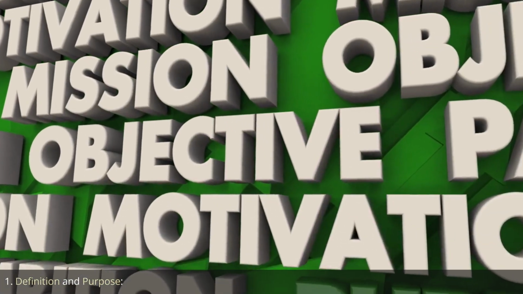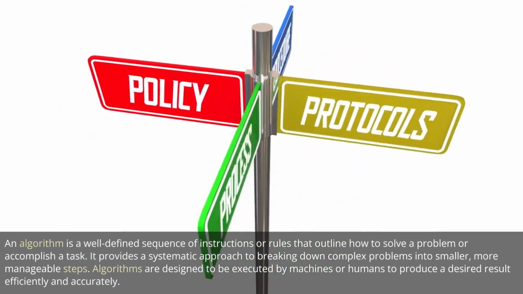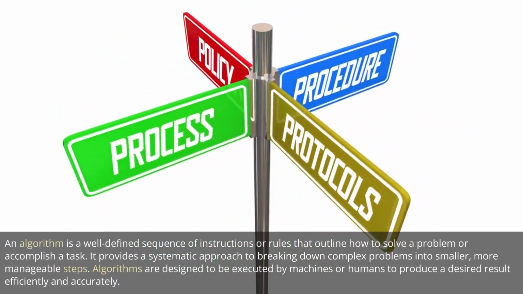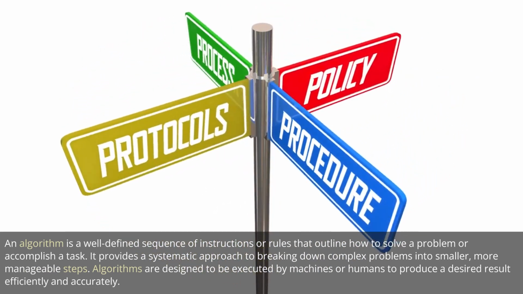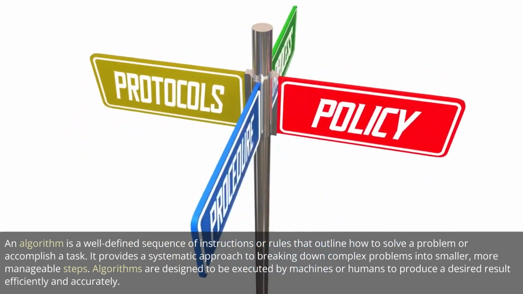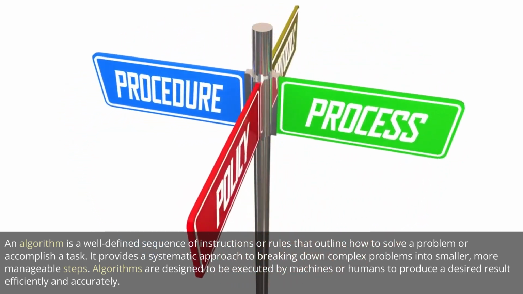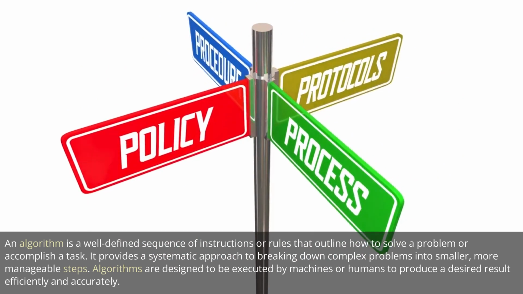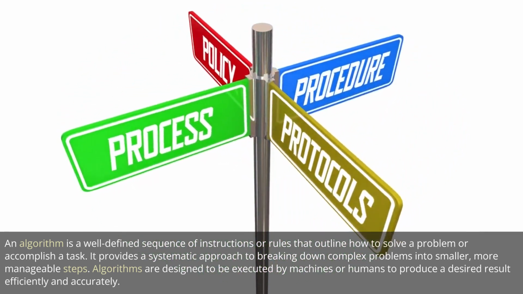1. Definition and purpose. An algorithm is a well-defined sequence of instructions or rules that outline how to solve a problem or accomplish a task. It provides a systematic approach to breaking down complex problems into smaller, more manageable steps. Algorithms are designed to be executed by machines or humans to produce a desired result efficiently and accurately.